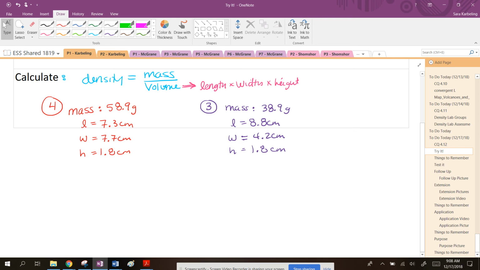When you have your density, is density just a number? No, it's a number with a what after it? It's got to have something. It's got to have a unit, right? So figure out what that unit is as well. Not just the number, figure out the unit as well.